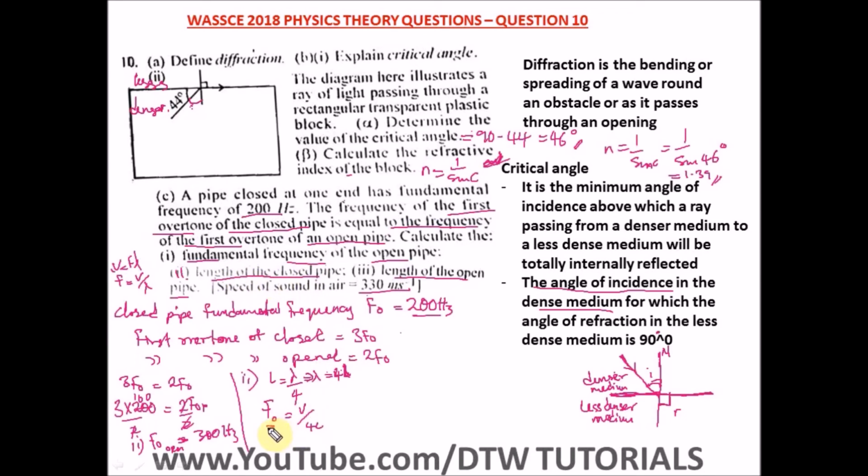So from here we can get the length of the closed pipe, since we know our FO and we know our V as 330. Making L the subject of the formula, L will go up and F will come down here. So we have L is equal to what? Let me write this here.